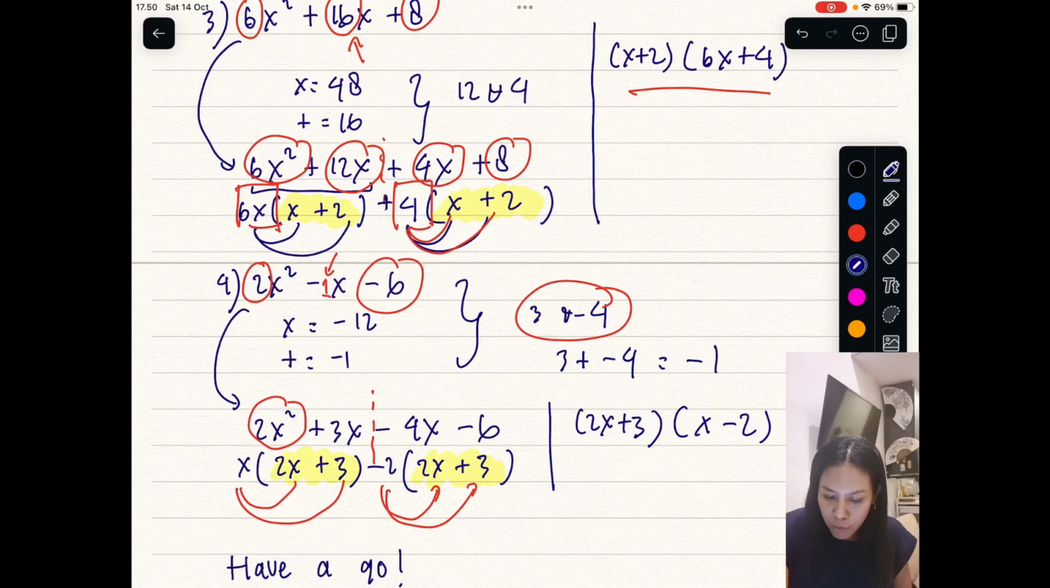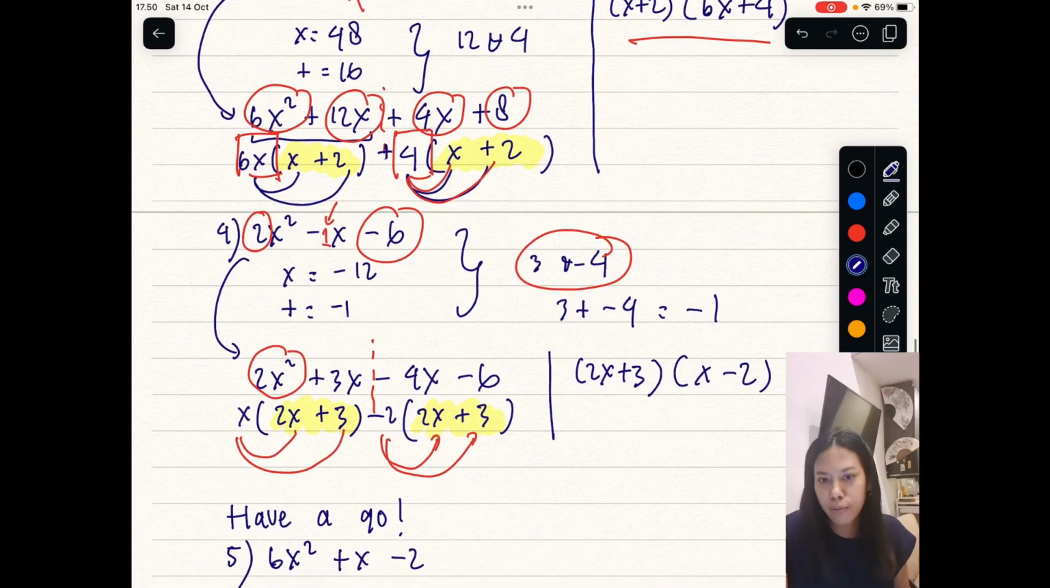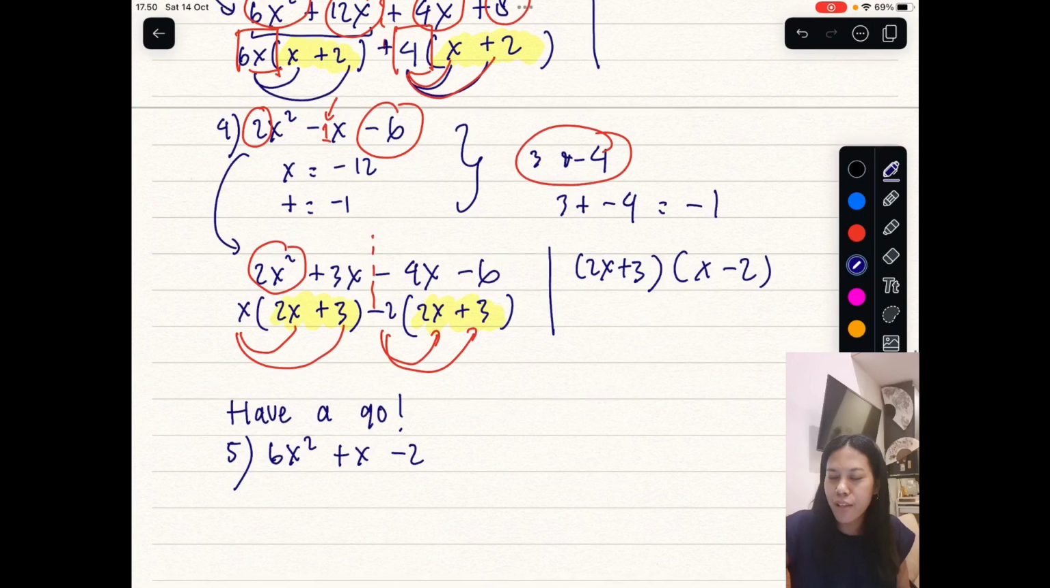So number 3 and 4, you have the same method. Yeah, so you can't directly put into the factorized form from the two numbers that you got. Okay, now I want you to try number 5. So have a go with number 5. And if you already have the answer, you can write it down in the comments below.